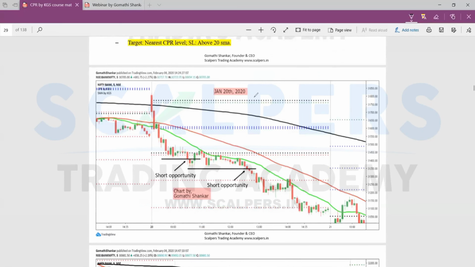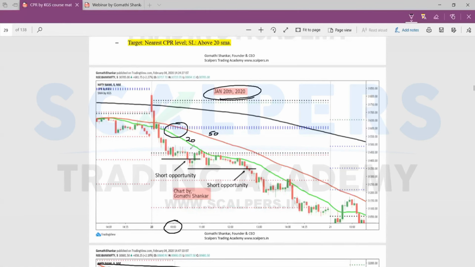This chart is Jan 20th, 2020. You just look at the 20 SMA and 50 SMA. See the structure of 20 and 50. The falling railway track pattern is visible to you at 10 o'clock.